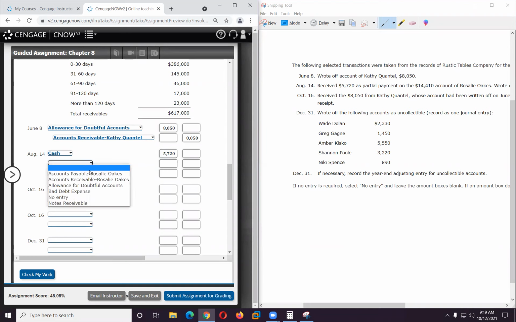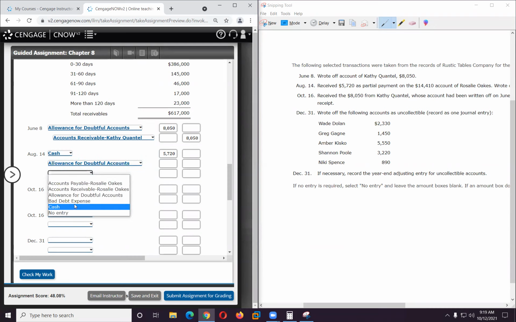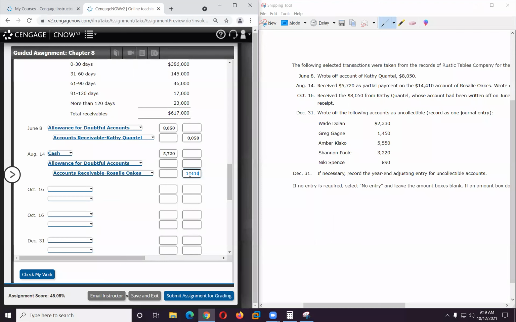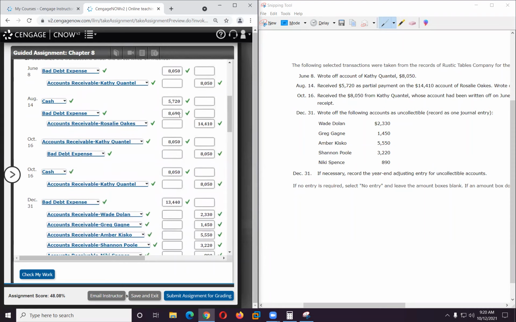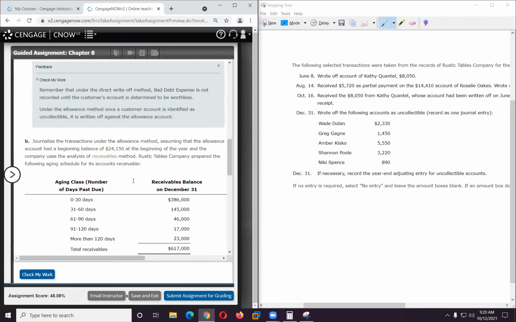I'm going to credit, instead of bad debt expense, the allowance for doubtful accounts. And then I'm going to debit that, and then I'm going to credit my accounts receivable. And again, we know that she owed us $14,410. These are receivables. So the difference between that 14,410 and 5720 is the amount we're writing off. And I can just scroll up and see, because I did it up above, 8,690.